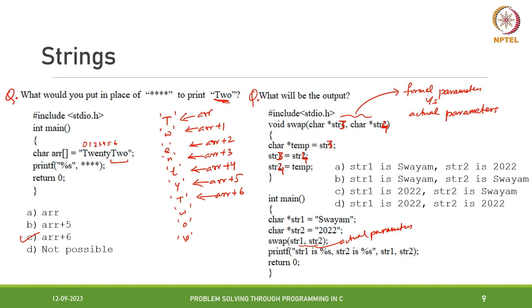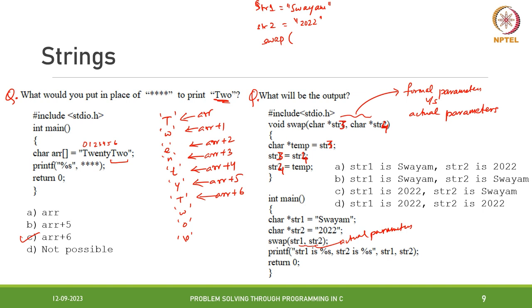Now let us look at the question again. Here we have str1, which is SWAYAM, and str2, which is 2022. Now we are using a swap function where we are passing str1 and str2, which is the address of the first element of the string, str1 and str2. So it's the address of the first element of the array.